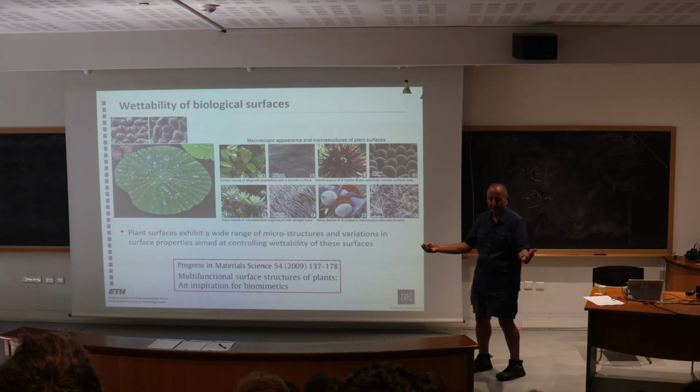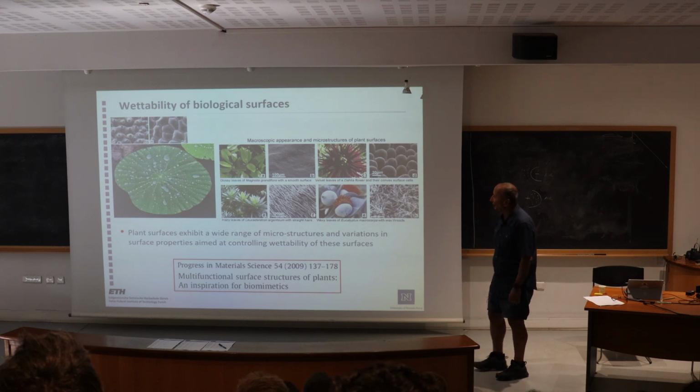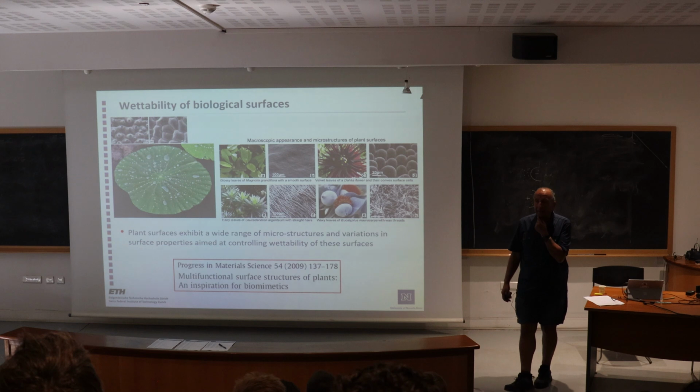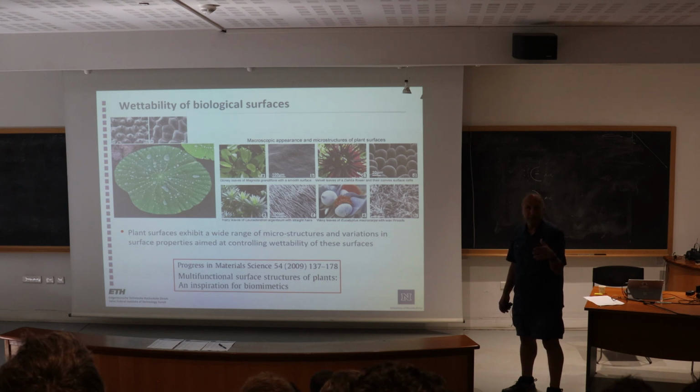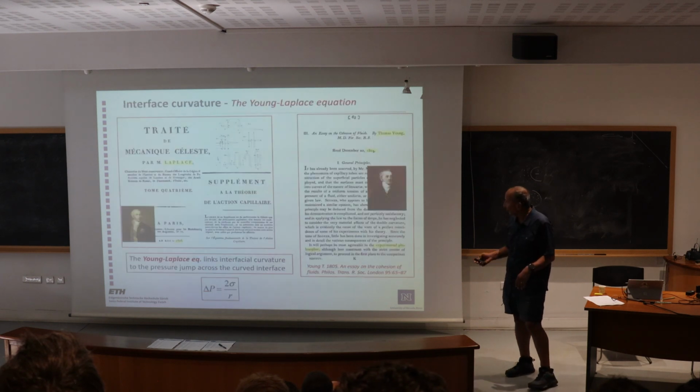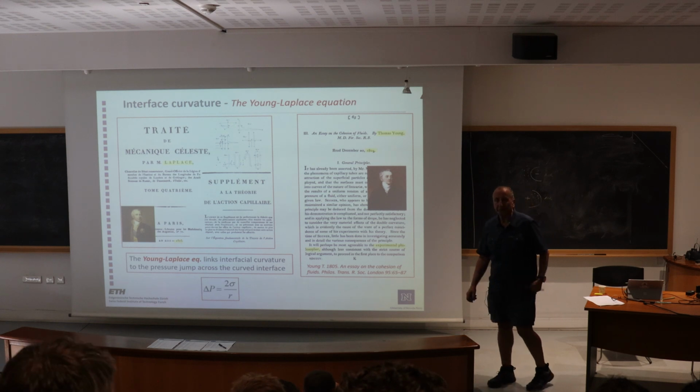The lotus leaf needs it because it's a flat surface sitting on lakes and so on. Other plants use this strategy to keep their leaves dry too, because it is very important for the gas exchange of these leaves with the atmosphere, and being dry is an advantage. Okay, let's talk about interfacial curvature.